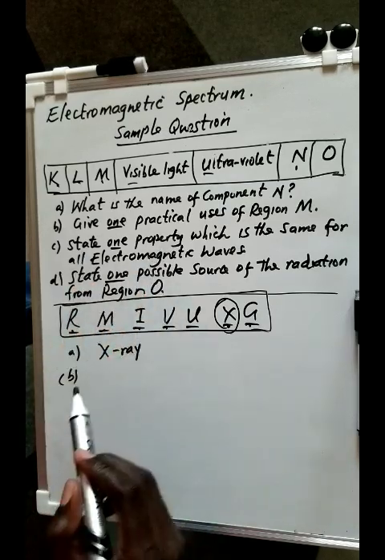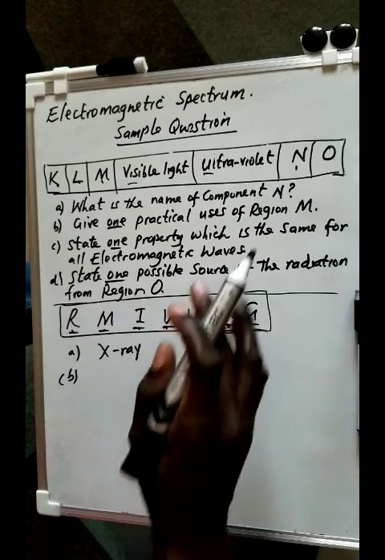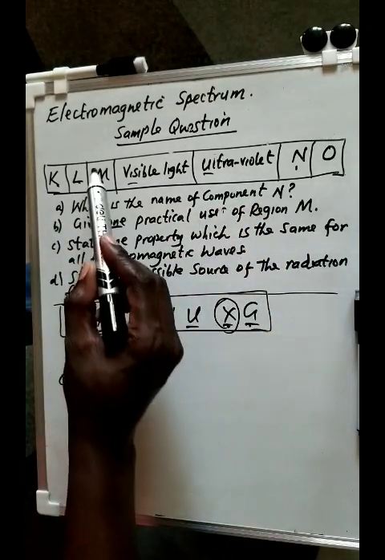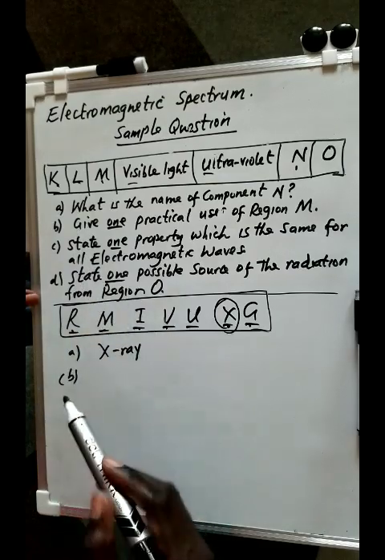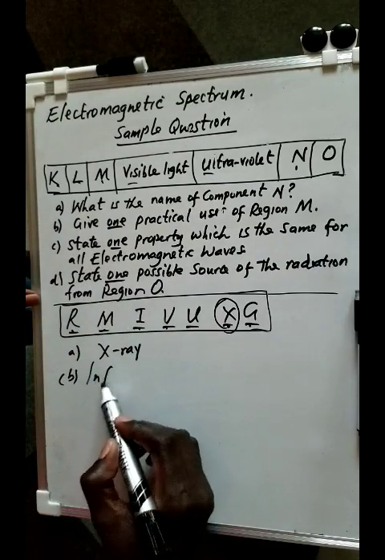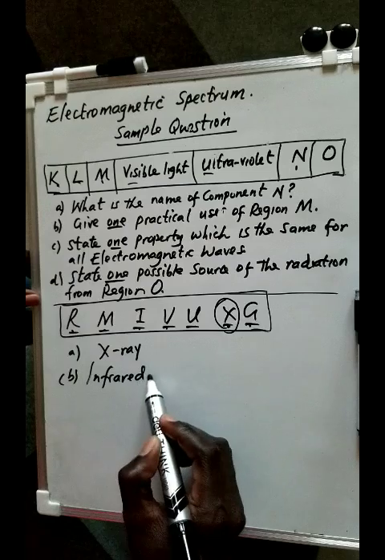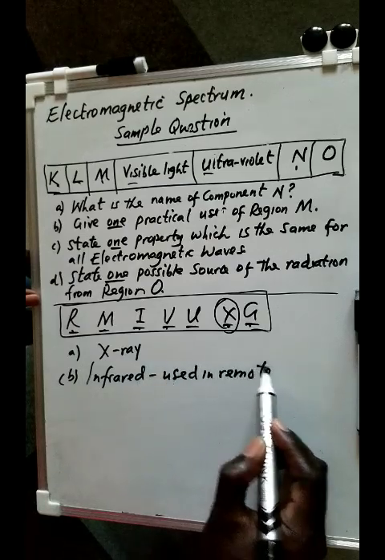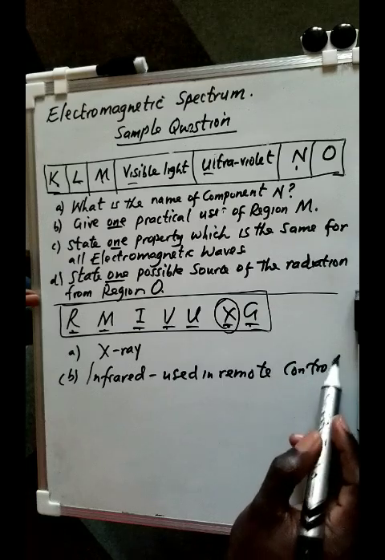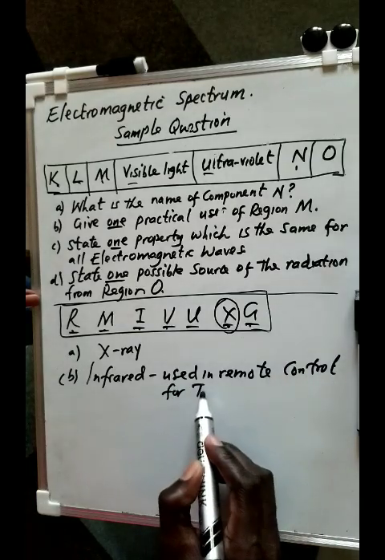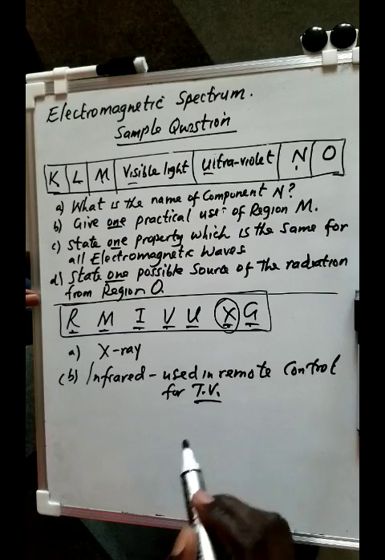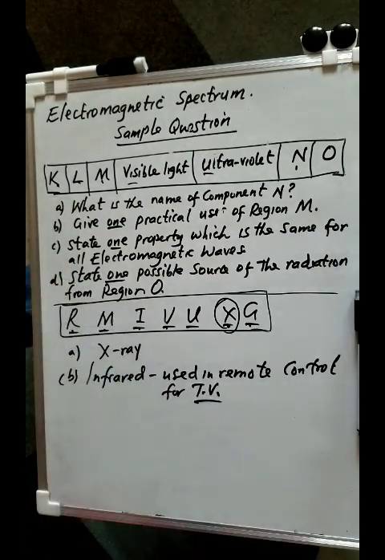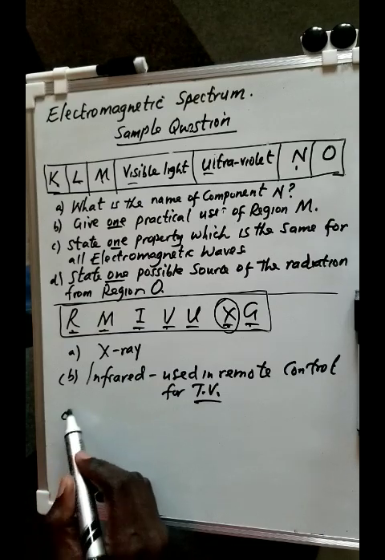B, give one practical use of region M. So what is one practical use of M? In other words, they are asking what is the use of infrared. Usually, infrared waves are simply used in remote control, for televisions in this case. So they can be used in infrared remote controls for television. That is what they are going to be using infrared for.